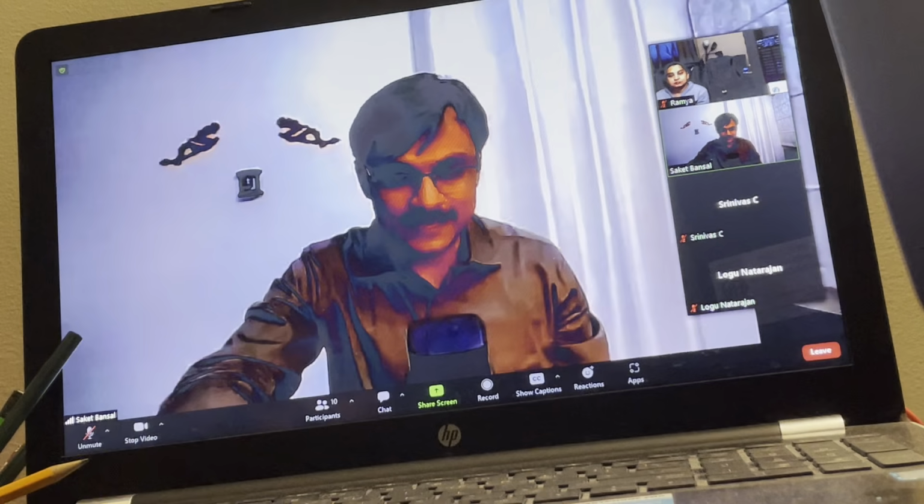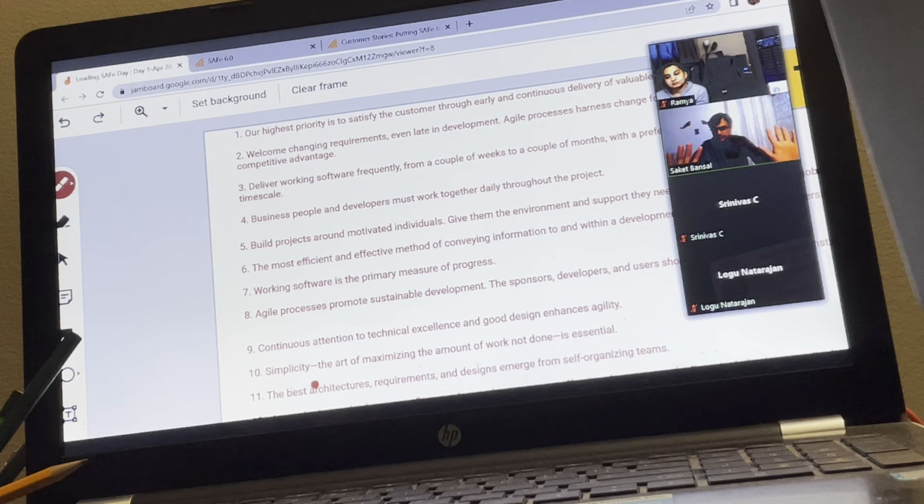So again, the same Jamboard. Hopefully this time you will stick to your board, guys. We have two rooms, room number 1 and room number 2 here. I have listed the 12 principles. Now, what are these 12 principles? The Agile Manifesto had 4 values, and those 4 values were further elaborated with the help of 12 principles. So if we are learning about Agile, it means we are following these 12 principles.